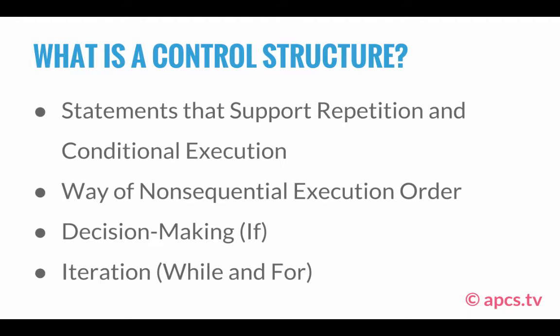So, a simple way of putting this is, up to now, all the programs we've done, it goes in order. The program is executed line by line. But in the case of control structures, it's a way of non-sequential execution order. So basically that means that we're not going to be going down line by line, that there won't be an exact sequence for the execution.